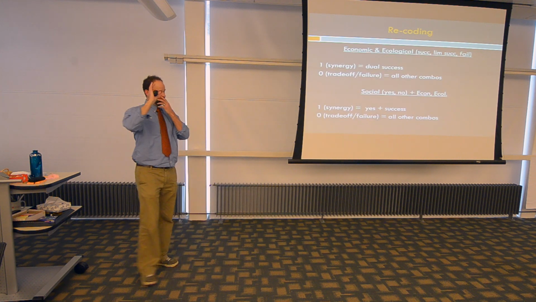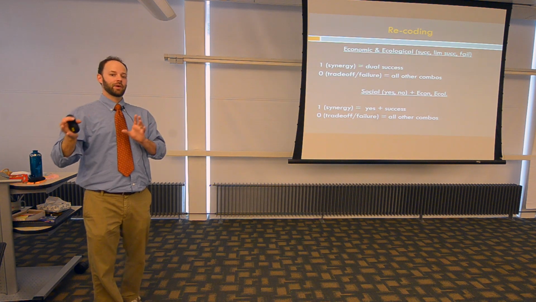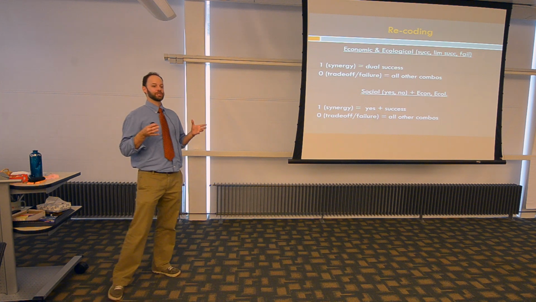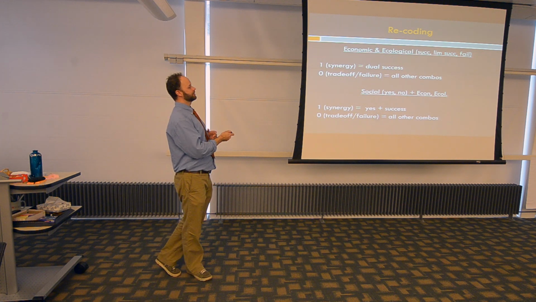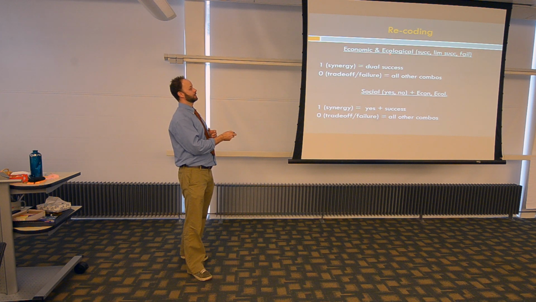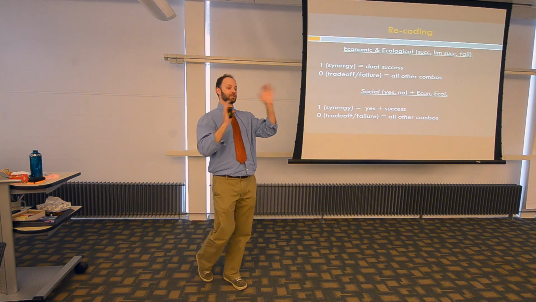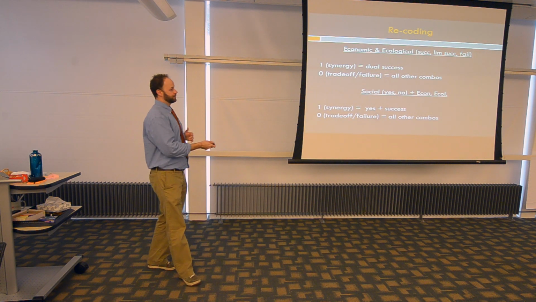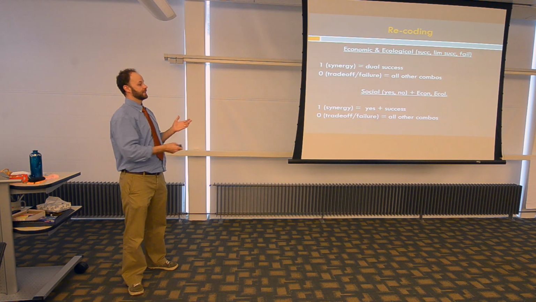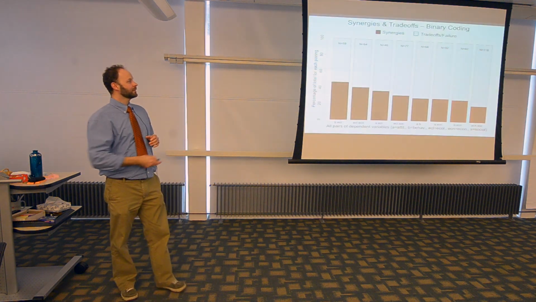In order to make our dependent variable, we recoded things a little bit so that we just have a binary outcome. We wanted to be very conservative in what we called a synergy, so we only considered synergies as those in which there was dual success for both measures. Economic and ecological both had to be successful. If one was success and one was limited success, we still considered that a trade-off. Same for social: if social was yes and economic was limited success, that was still considered a trade-off. So we have a binary outcome variable here.